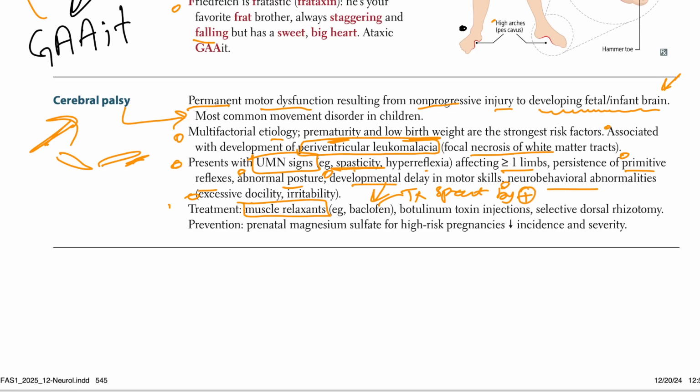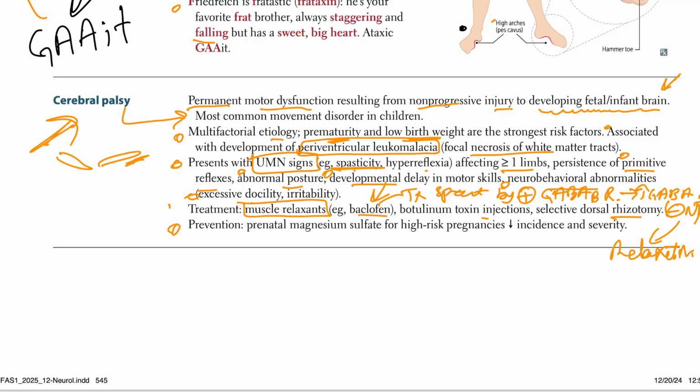So baclofen will stimulate the GABA B receptors. And when you stimulate the GABA B receptor, you are going to cause an increase in GABA effect, which is an inhibitory neurotransmitter. So it's going to inhibit that spasticity, leads to relaxation, and that's the mechanism of baclofen. Other things you can give are botulinum toxin injection and selective dorsal rhizotomy. You can selectively cut the dorsal roots.